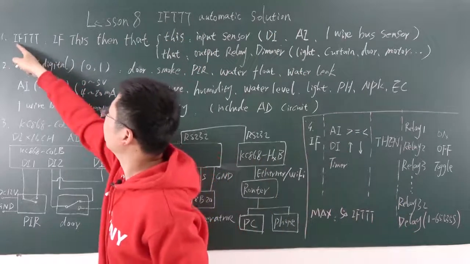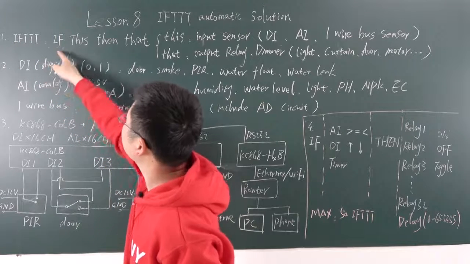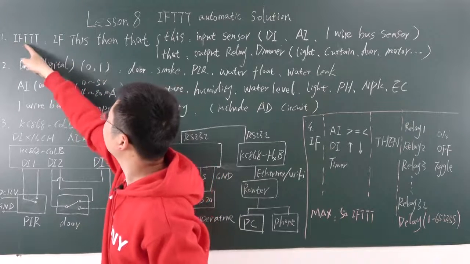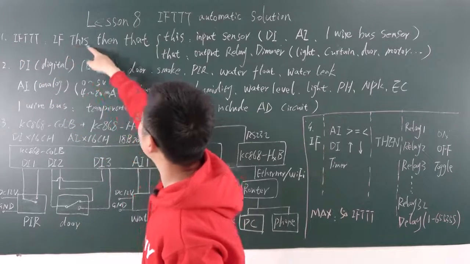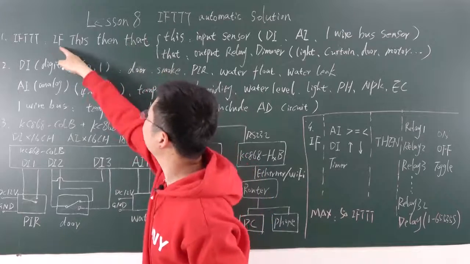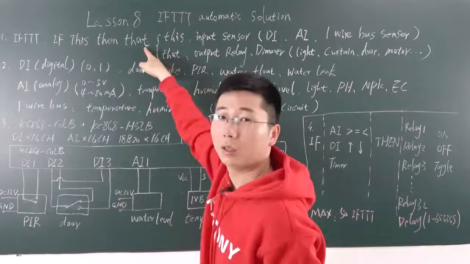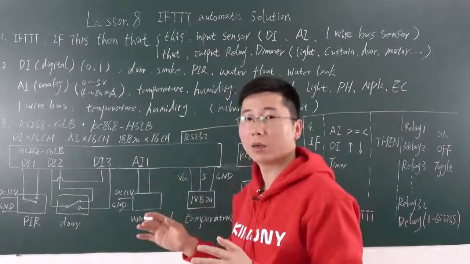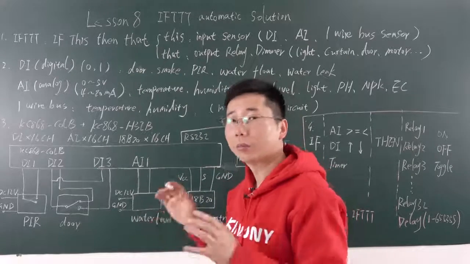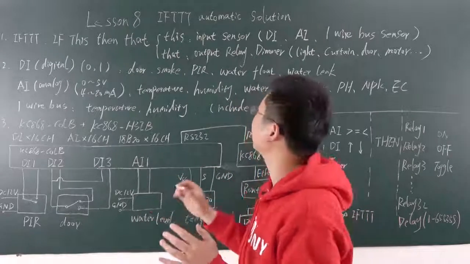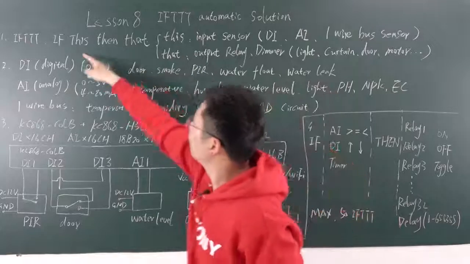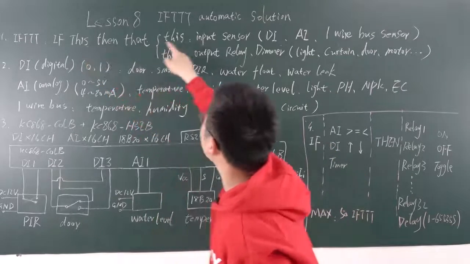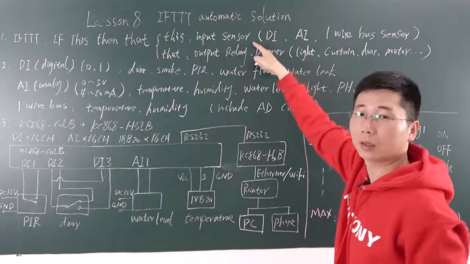IFTTT means "if this, then that." So we just need to let the input sensor trigger the output by what we preset. The "this" means the input sensor.